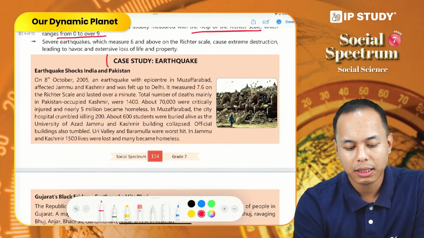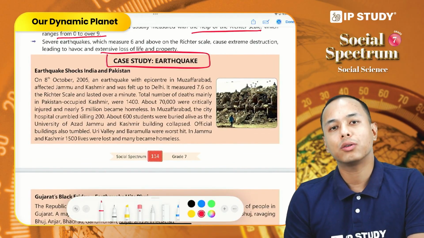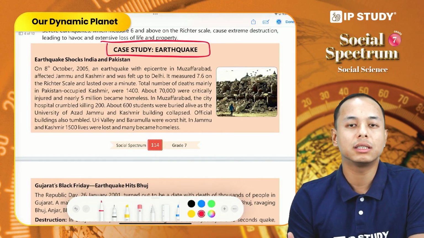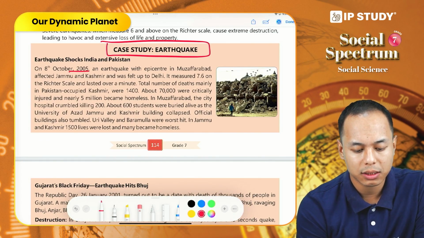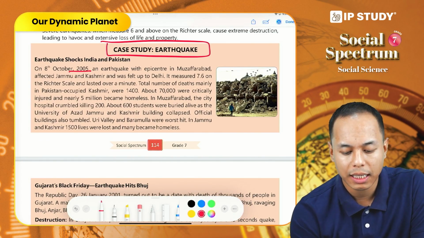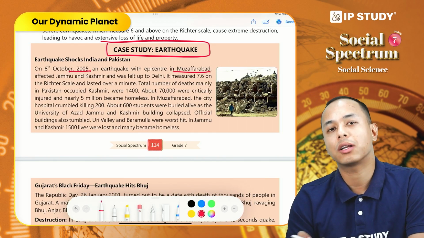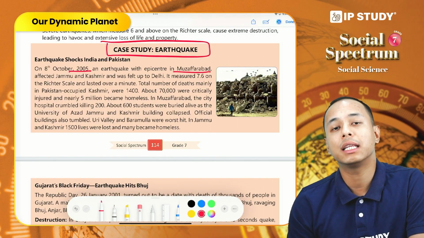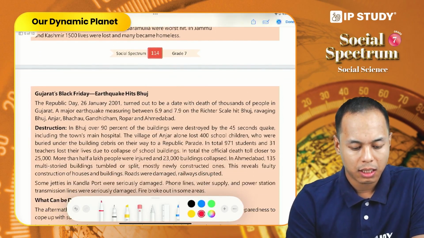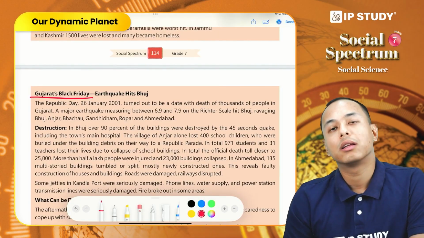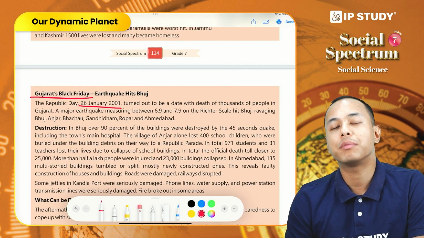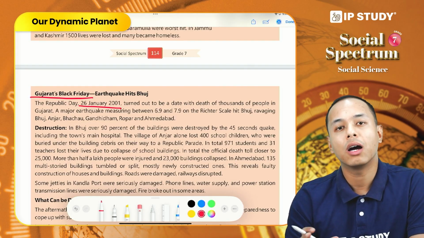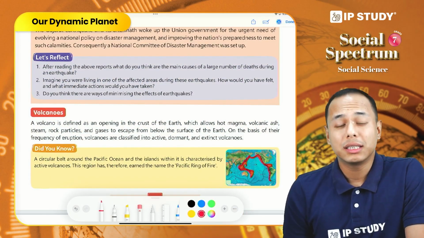So this is a case study of earthquakes now. In this case study, it has discussed the damage and destruction of earthquakes. One, it has discussed 2005, when the earthquake hit Muzaffarabad and its surrounding region, all the casualty and the damage it did. And the second one is the Republic Day earthquake in 2001, and the epicenter was Bhuj. So it has discussed the damages, what casualty it did, and everything.